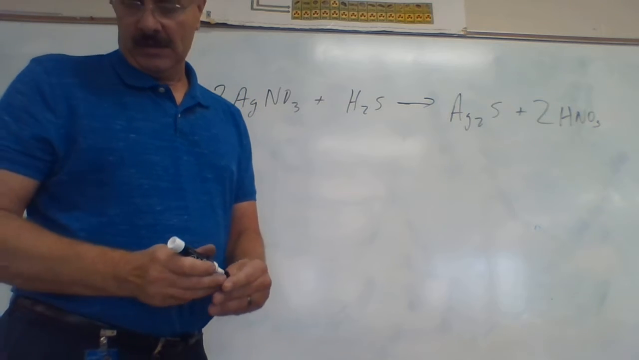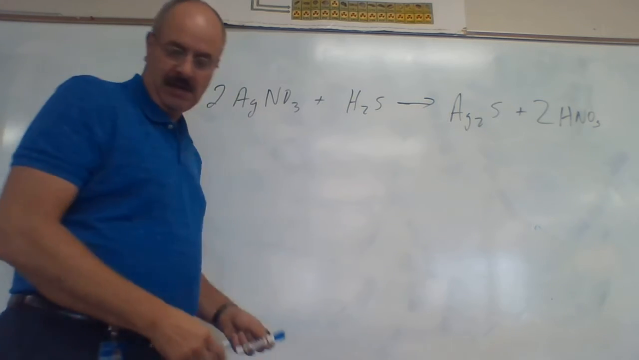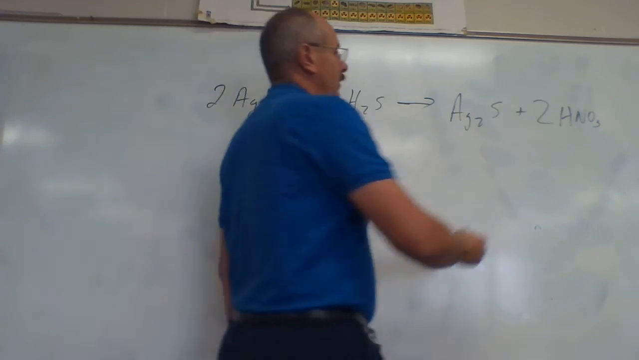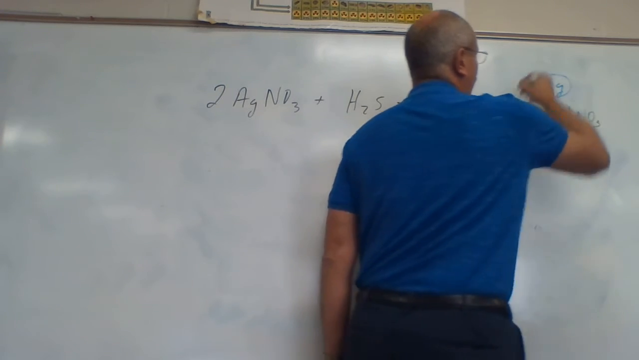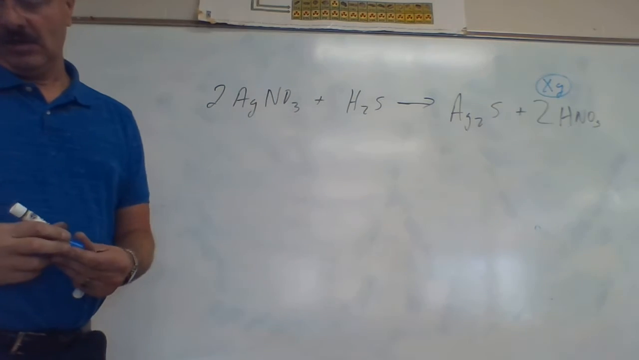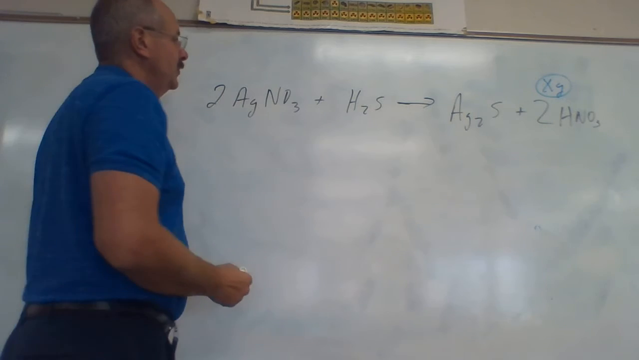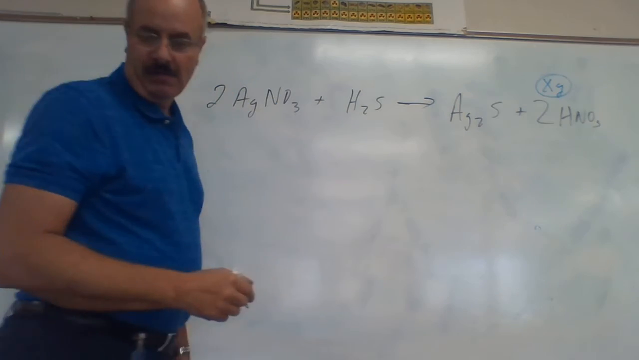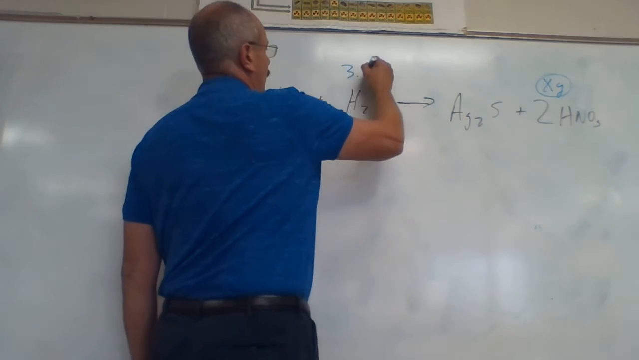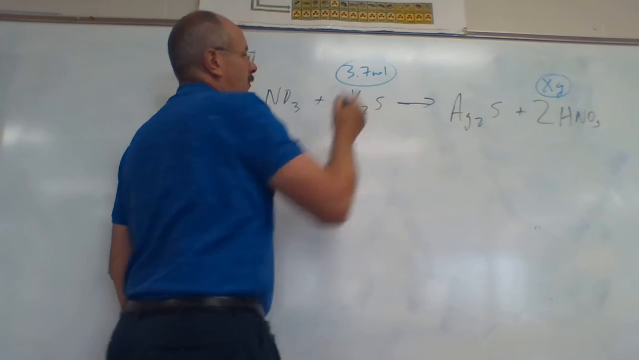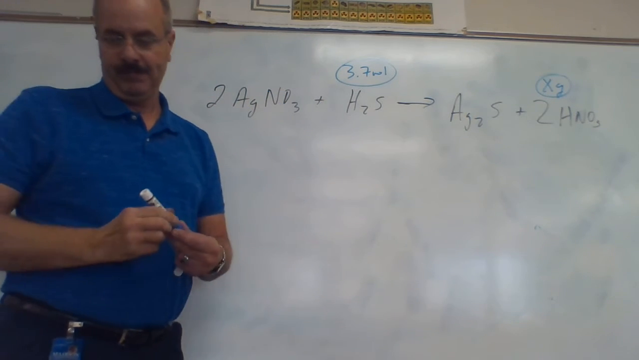All right. The question says, how many grams of HNO3 will be formed from 3.7 moles of H2S? We want to know X grams of HNO3. So we have 3.7 moles of H2S, and we want to find X grams of HNO3.